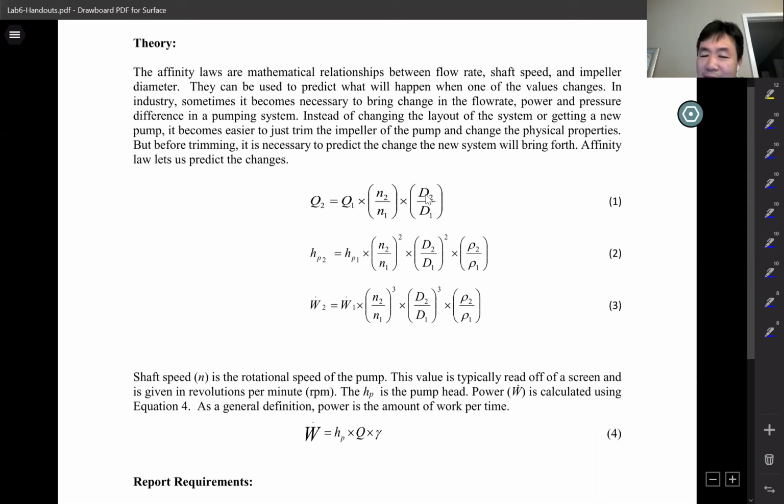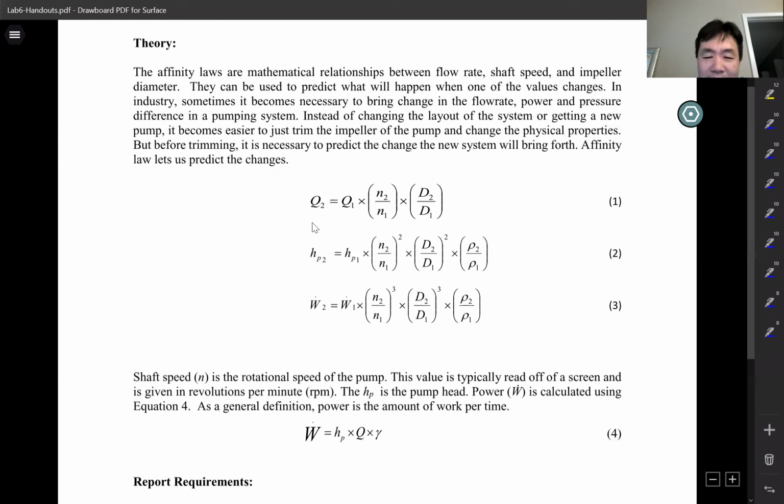So this equation works for both applications I just mentioned. If you trim the impeller, the diameter changes, but you run at the same RPM, the same pump, right? With the diameter change, you can predict Q2 based on the original flow rate Q1. Q2 over Q1 equals N2 over N1 times D2 over D1. That's for the flow rate.